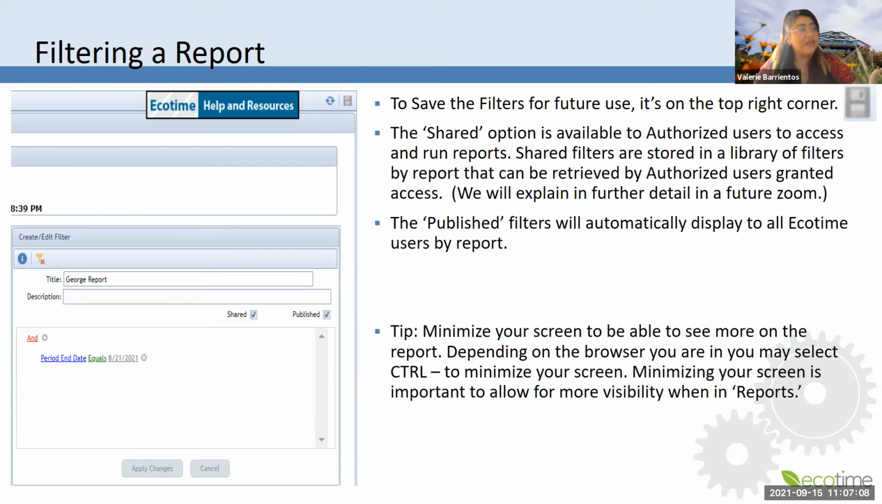So Ecotime has already published filters that will allow you to go by EID, by pay period ending, and so on and so forth. A quick tip is to minimize your screen to be able to see more of the report. Depending on your browser, you may select Control minus to minimize your screen. Minimizing your screen is important to allow for more visibility when in reports.